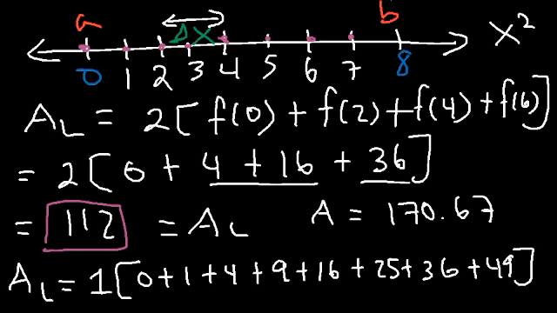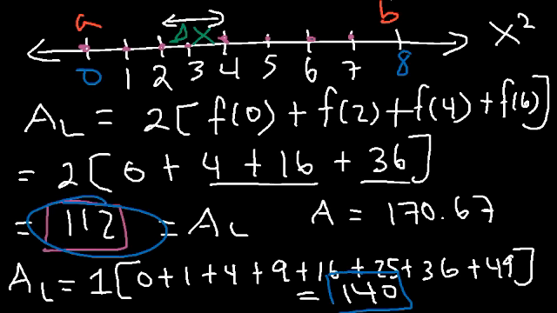So I'm going to use the calculator at this point. 1 plus 4 plus 9 plus 16 plus 25 plus 36 plus 49. This adds up to 140. So 140 is still not very close to 170.6, but nevertheless, it's more accurate than 112. It's closer than 112 is. So as you can see, if you increase the n value, the approximations become more accurate. So that's how you can calculate using the left Riemann sum.